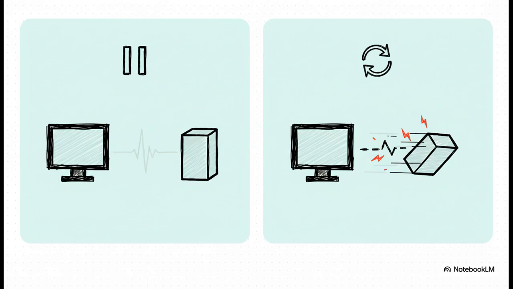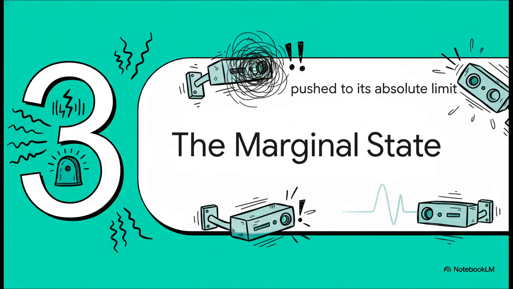The whole system is just fundamentally fragile. So we have an unstable setup. I think that's pretty clear. But that still doesn't quite explain why the alarm sometimes triggers when the turret is perfectly still. To get that, we need to talk about what happens when a sensor is pushed to its absolute breaking point.